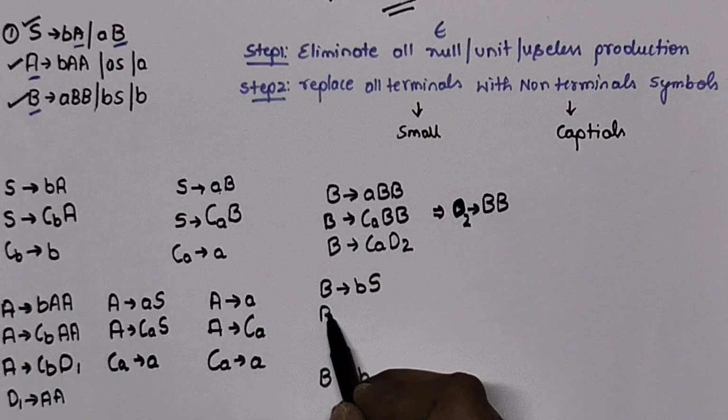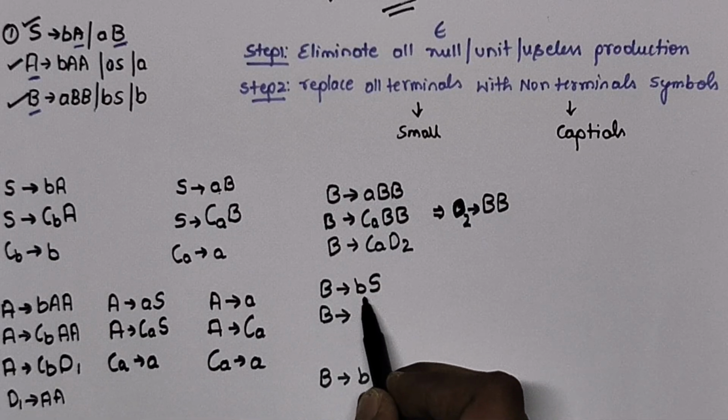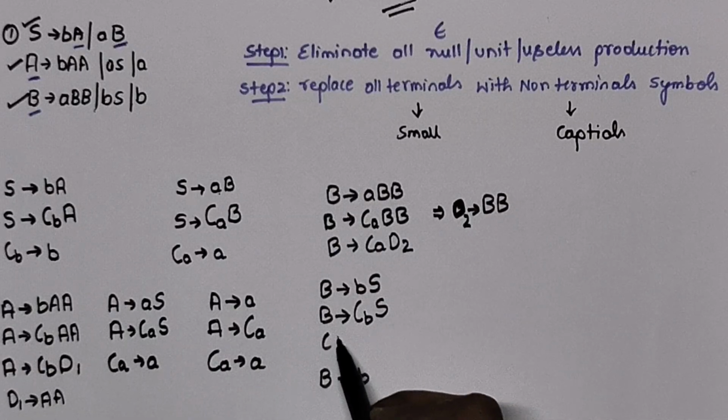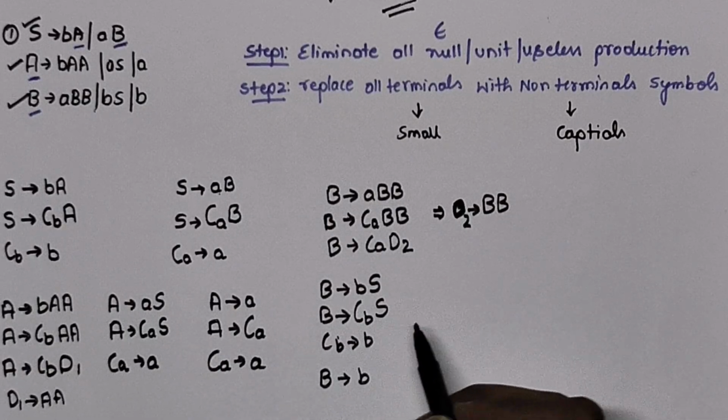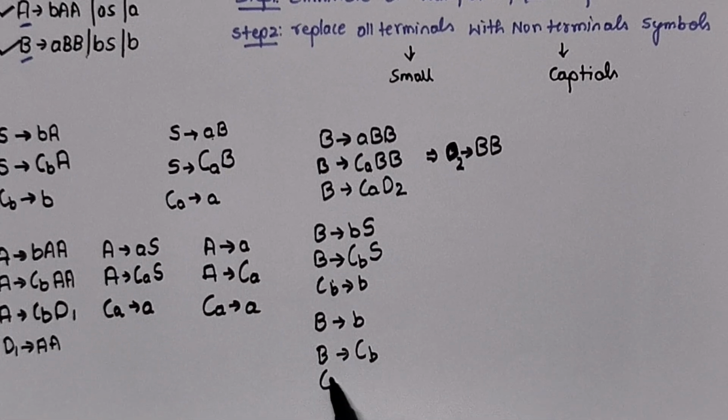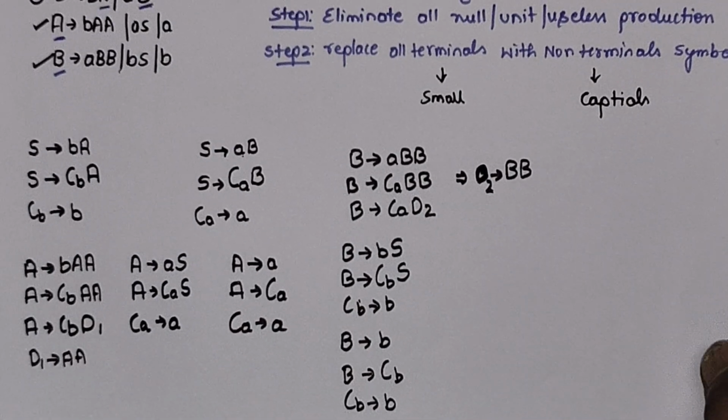Now B producing, I want to convert the small letter to capital letter. So constant C I will be using. So constant C replaced small letter B. Now B produced small letters B. So it will be replaced using the constant. So the constant replaced small letter B. Now if you see, all the projections are done.